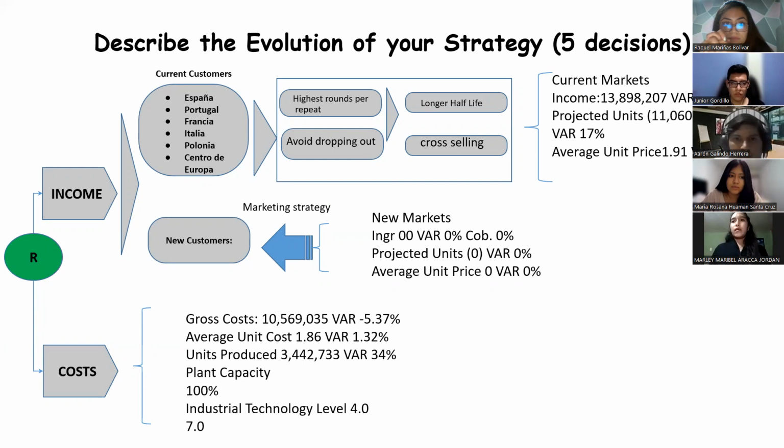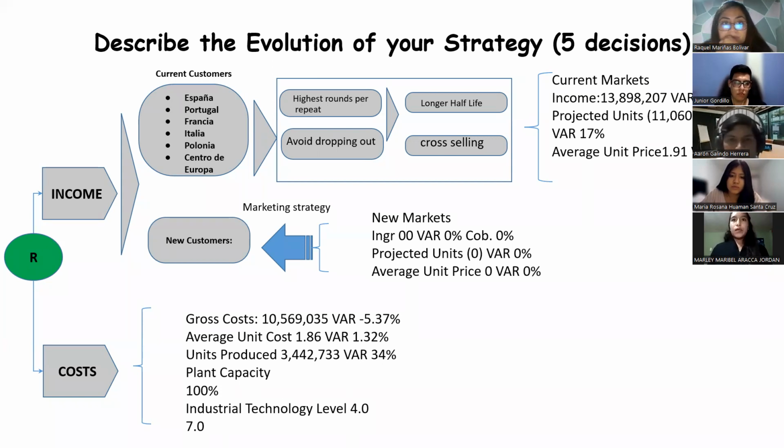30,898,207 for 15% project unique. 11,017,71 bar 17%. Average unique price 1.19, bar 1%.